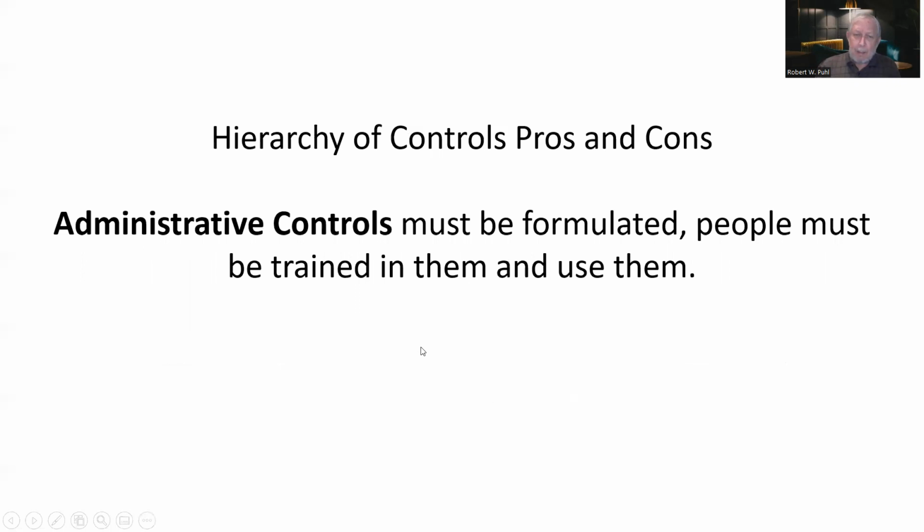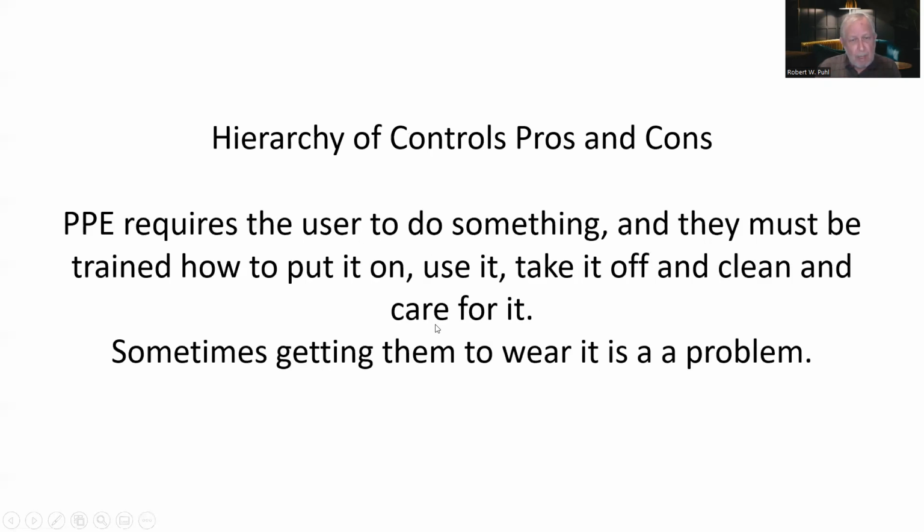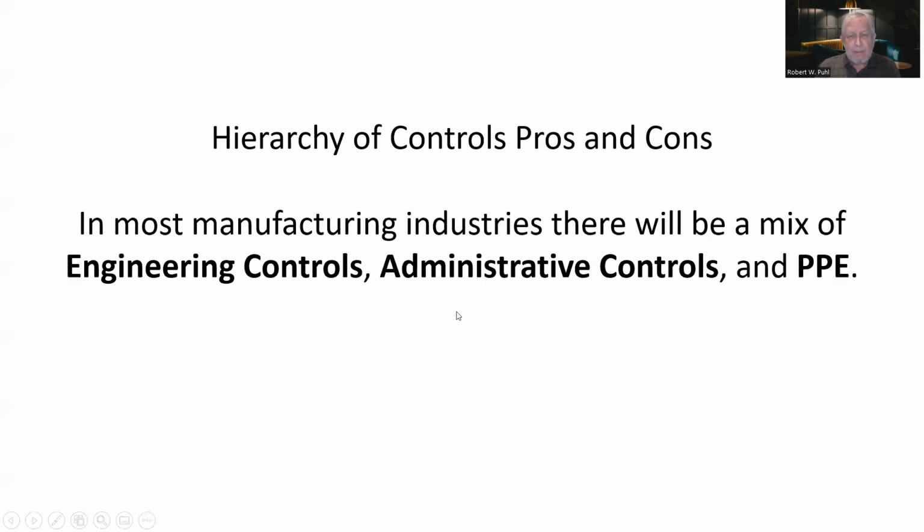Administrative controls must be formulated. People must be trained in them and use them. So there's a lot of work that goes on with administrative controls too. And PPE requires the user to do something, and they must be trained how to put it on, use it, take it off, clean it, care for it. And sometimes getting people to wear it is a problem. So there are a lot of problems with PPE, but again, you got to have training in it too. So in most manufacturing industries, you'll come across a mixture of engineering controls, administrative controls, and PPE.